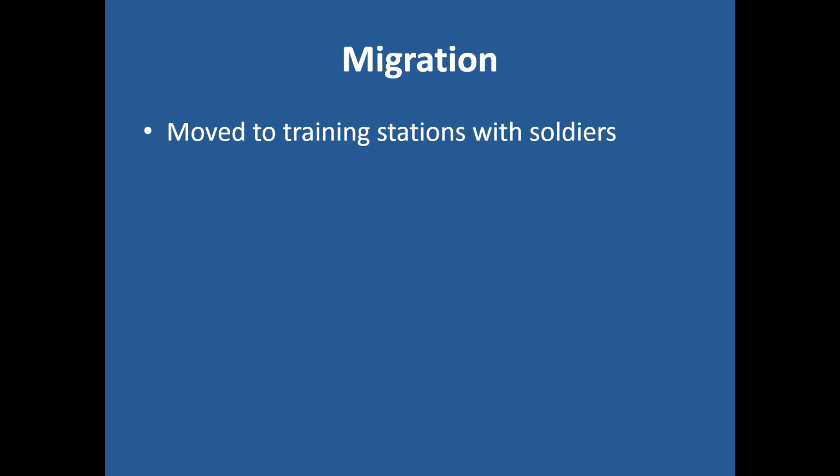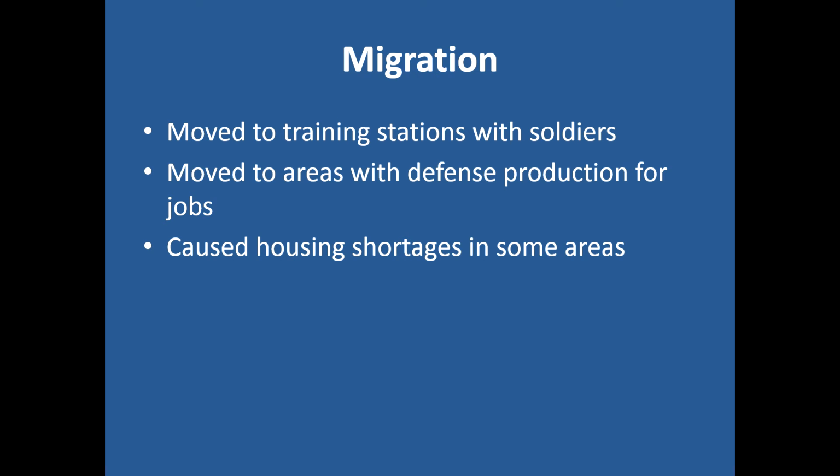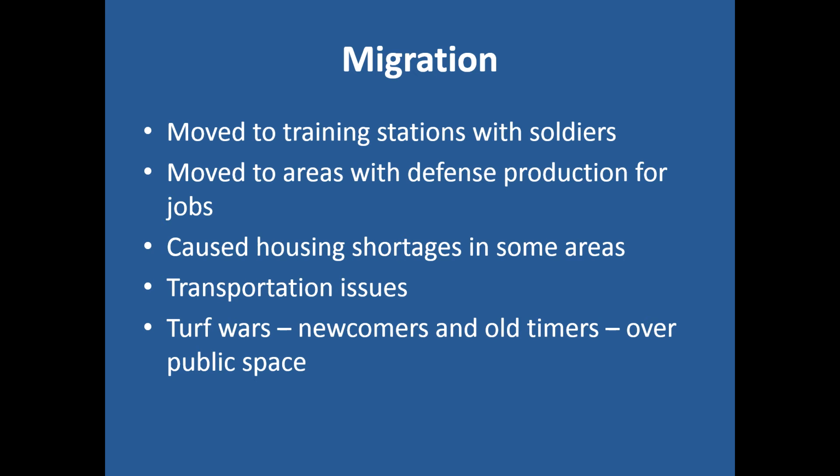Migration: millions of Americans moved during the war. Families moved to training stations with their soldiers. They moved to areas with defense production, looking for jobs. What this caused, though, was housing shortages in some areas and also transportation issues. There were also turf wars, like the newcomers versus the old-timers over public space. Some of the people who had been there for years claimed some of the public spaces as their own. The newcomers were not allowed.